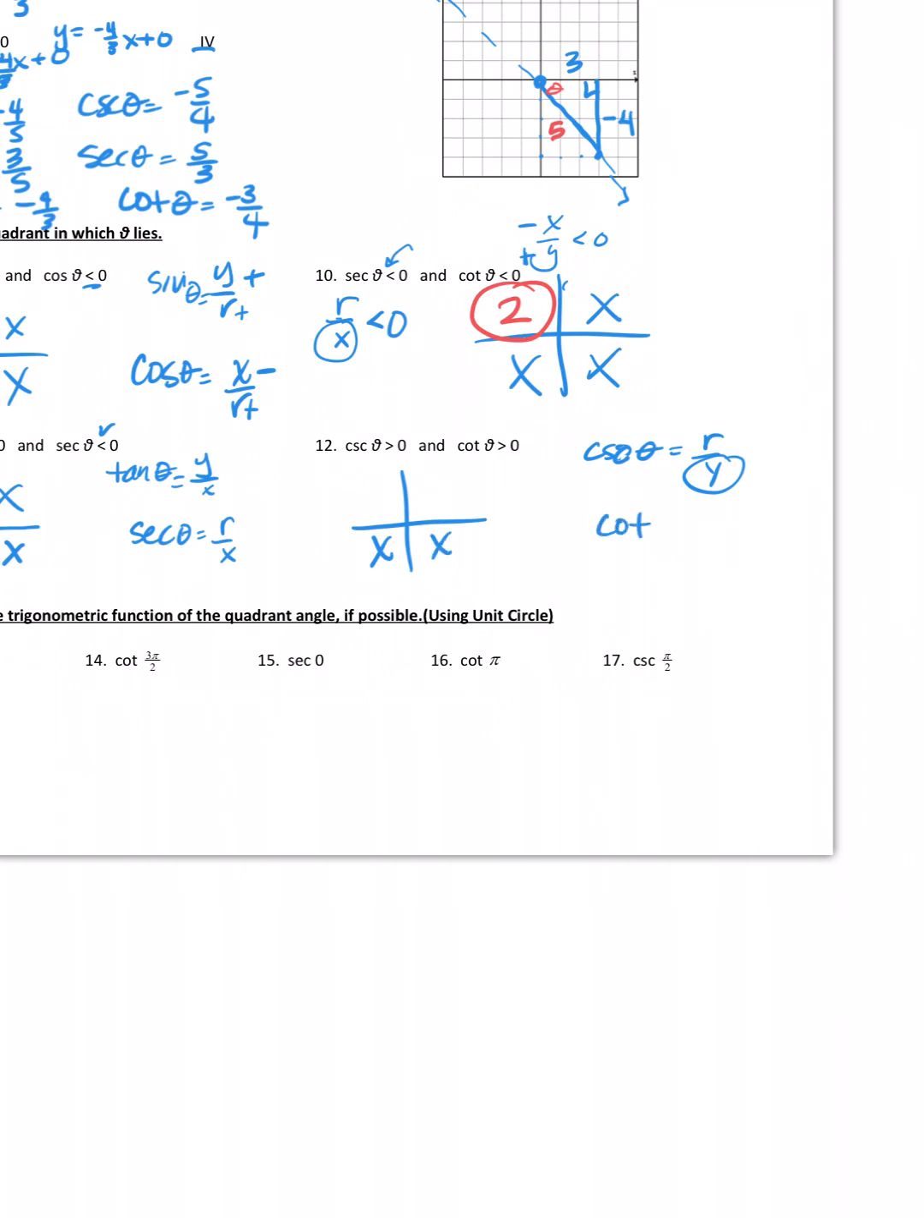Now, cotangent is x over y. So I already know that y is positive. And if it's saying it's greater than 0, that means they have to be the same sign. So that means that x must be positive also. So that eliminates quadrant 2, and my answer is quadrant 1.